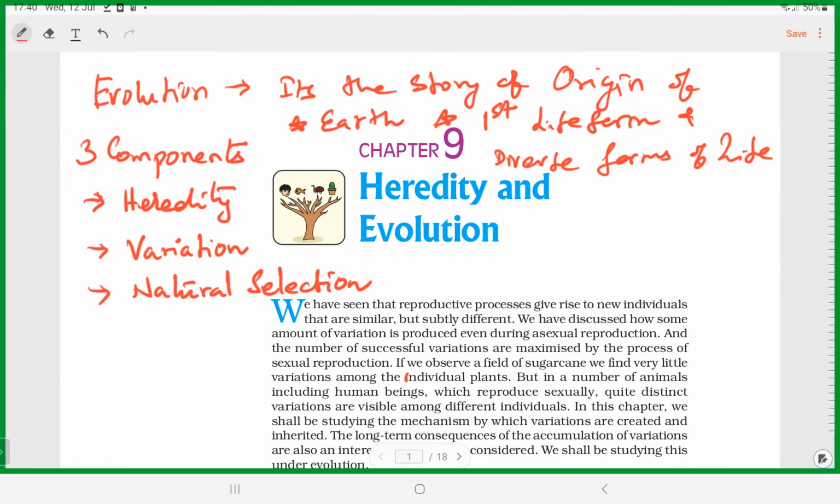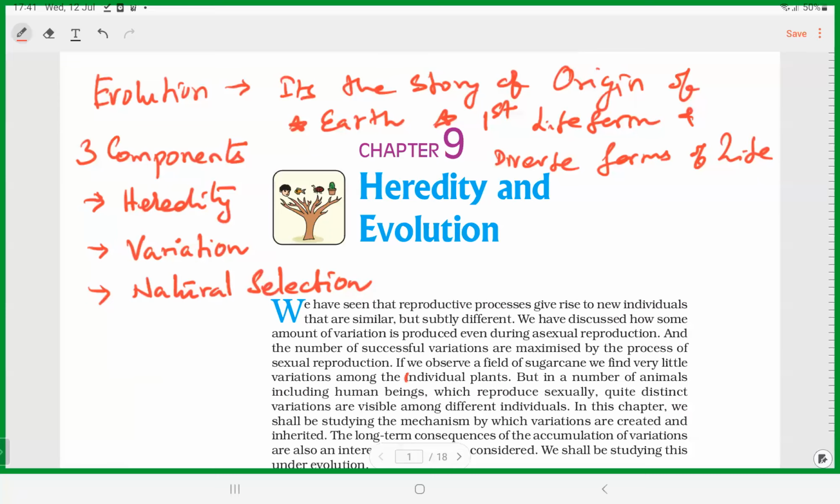What is evolution? The story of the origin of Earth, the first life form, and then how different life forms formed. Earth evolved first, and it is a non-living component. From that, how first life evolved, and then from that, how different forms of life evolved. So that is evolution. The three main principles are heredity, variation and natural selection. Can you understand?